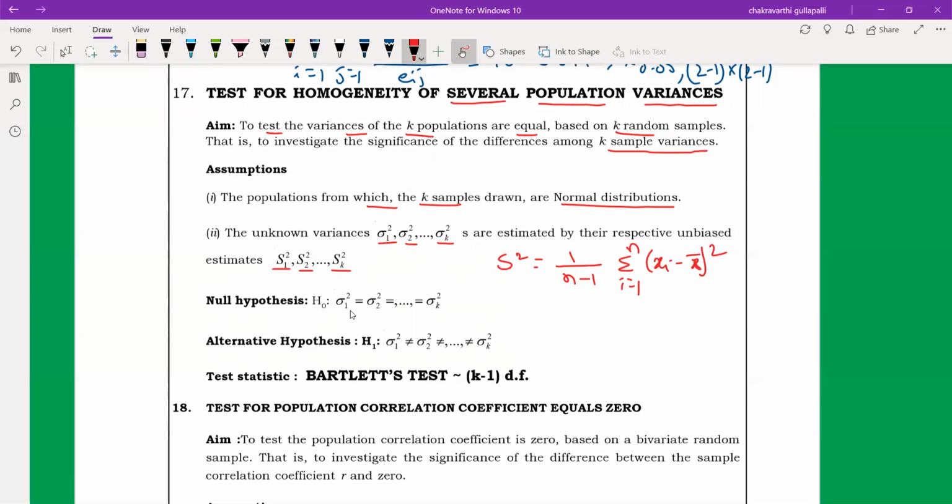Null hypothesis: the population variances are equal, sigma 1 square, sigma 2 square, sigma k square are equal. There is no significant difference between the k population variances. Alternative: there is a significant difference between the k population variances, sigma 1 square not equal to sigma 2 square not equal to sigma k square.